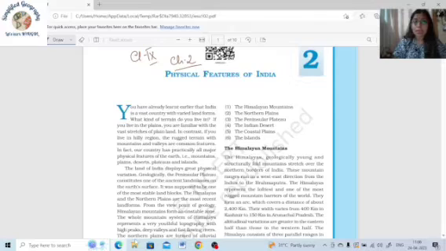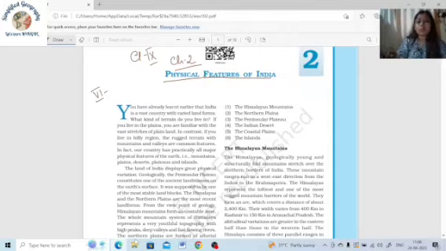In which class we have learned? Let us recapitulate once. In class 6 we have talked about the physical features of India. What kind of terrain do we live in? If you live in the plains, you are familiar with the vast stretches of plain land. In contrast, if you live in hilly regions, the rugged terrain with mountains and valleys are common features.